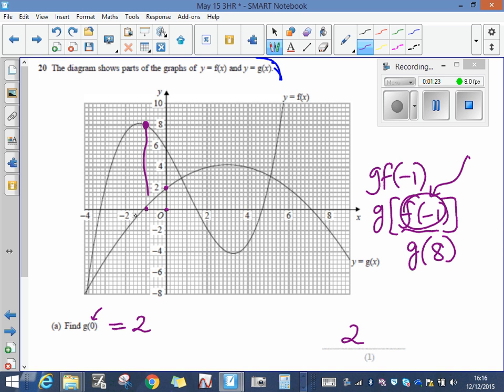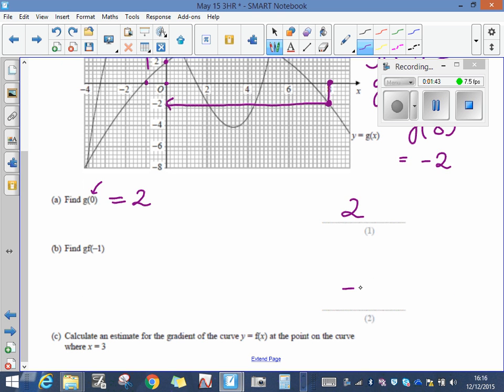So we're now going to use the g graph. Now to find g of 8, the x value is 8, but the g value, so the y value that goes with that, is actually here, which represents minus 2. So the y value is minus 2, so g of 8 is actually just minus 2. Okay, which we can write here.